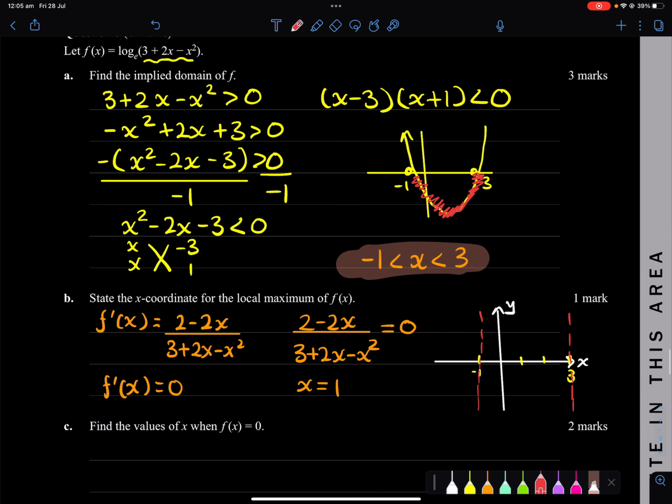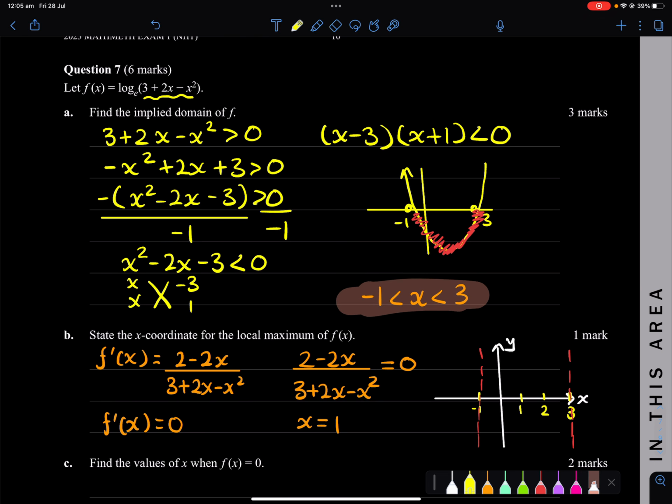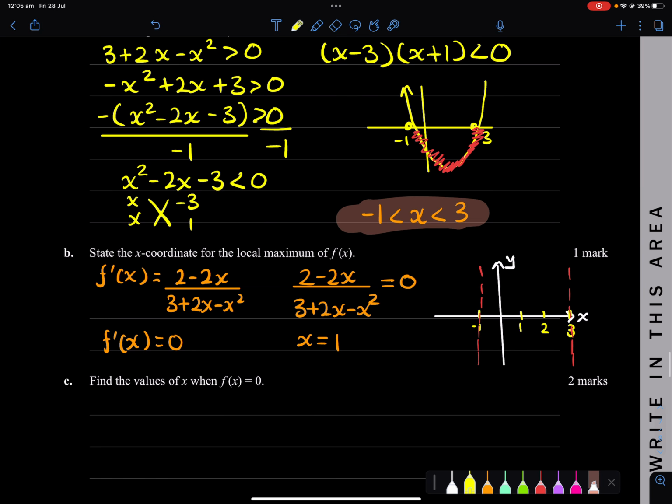So we only have these values here, 1 and 2. Let's sub in 1 to the function. So we're saying 3 plus 2 minus 1, so we're just saying 3 plus 1, which is 4. So log e 4 is over here.